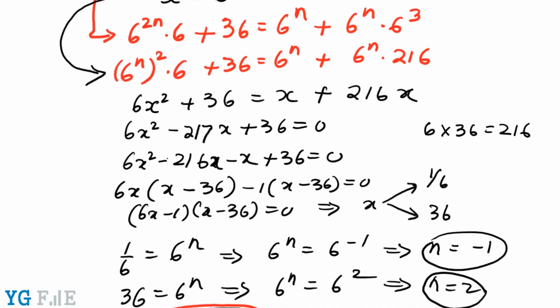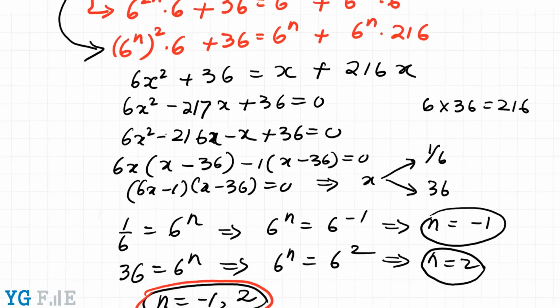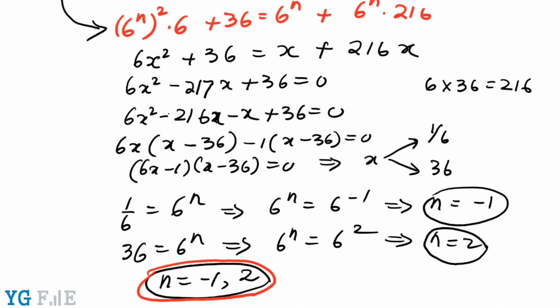The last step, however, is that we always need to get back to our original variable. x was just an intermediary variable for substitution, but what we need to get is the answer for n, and therefore we put that back and then we get these answers. So this is the method of substitution.